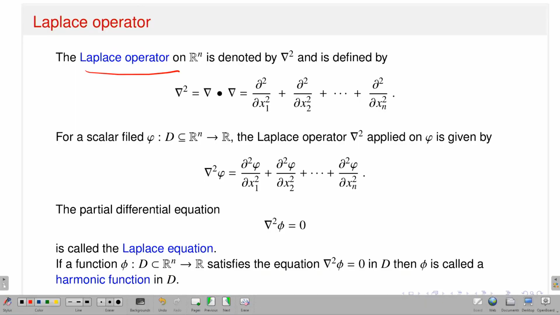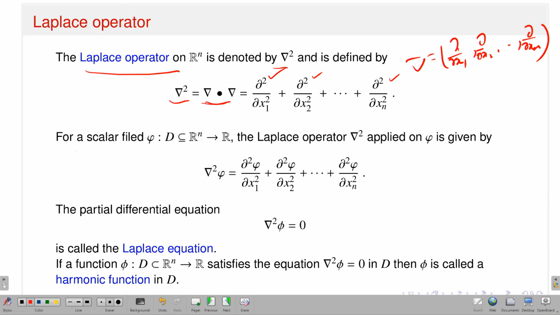Now I talk about the definition of the Laplace operator. What is the Laplace operator? The Laplace operator on Rn, I am denoting as del square, and it is defined by del square, which is del dot del. Okay. So, what is del? Del x1, del x2 up to del xn, right? This is a dot product. That means this should be del 2 del x1 square plus del 2 del x2 square up to del 2 del xn square. This is called the Laplace operator.